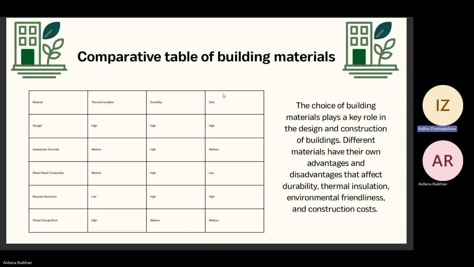In the next slide. Next table, comparative table of building materials. The choice of building materials plays a key role in the design and construction of buildings. Different materials have their own advantages and disadvantages that affect durability, thermal insulation, environmental friendliness, and construction cost.